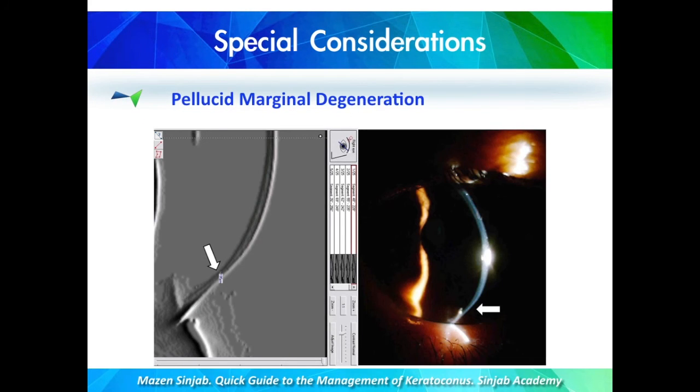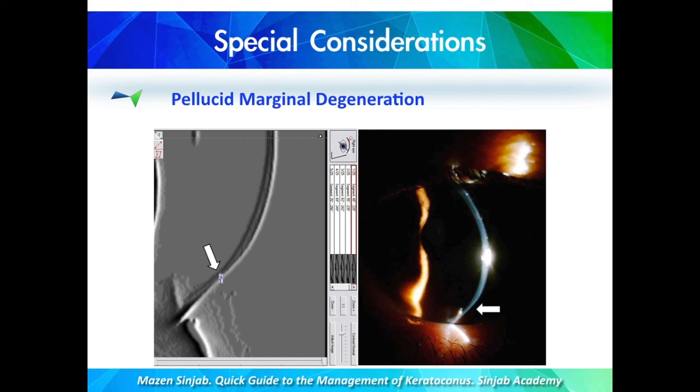We all know that pellucid marginal degeneration is characterized by inferior thinning, and the cone of the cornea is above the thinning, not within the thinning area. This is contrary to keratoconus.